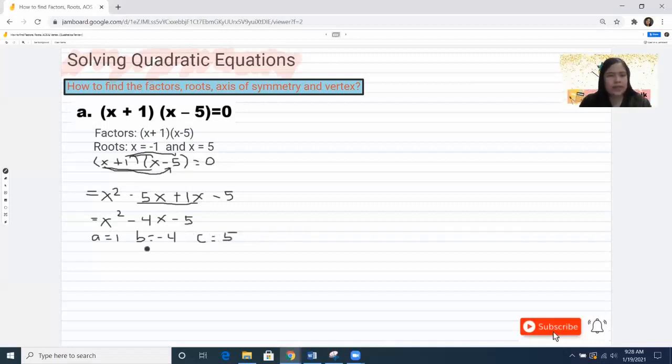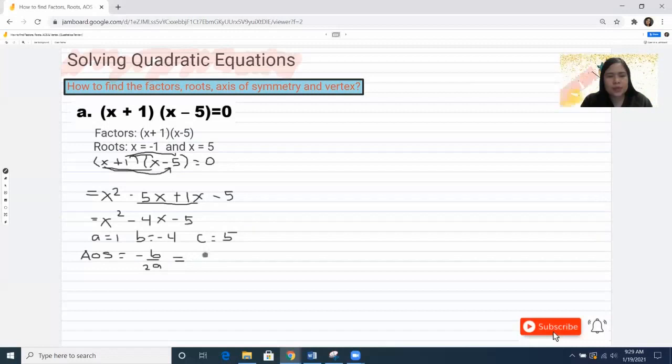Okay, so we don't need the c to find the axis of symmetry. Let us have a shortcut for the axis of symmetry. The axis of symmetry acronym is AOS. So the formula is -b over 2a. This is a fixed formula for the axis of symmetry.